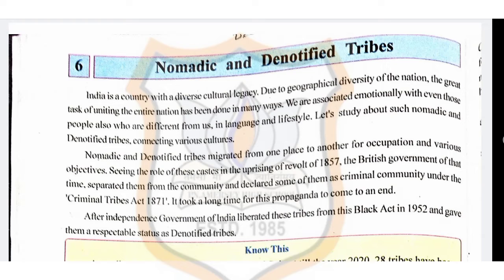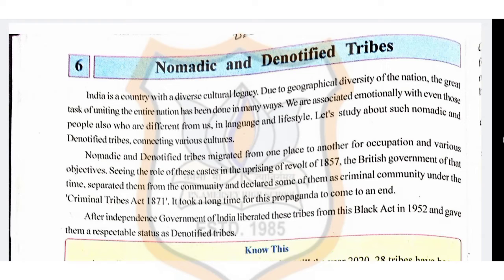India is a country with a diverse cultural legacy. The tribes who migrated from one place to another for their own occupation as well as for their livelihood. In the Freedom Revolt of 1857, the nomadic and denotified tribes helped the freedom fighters.